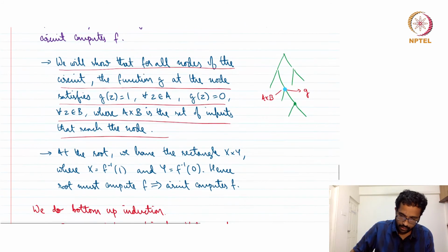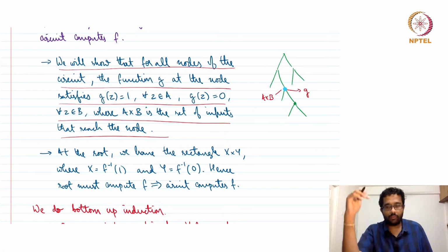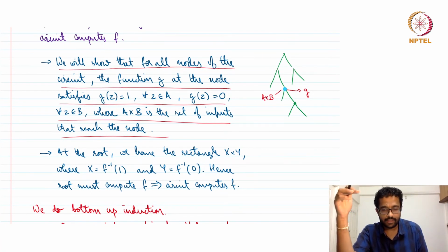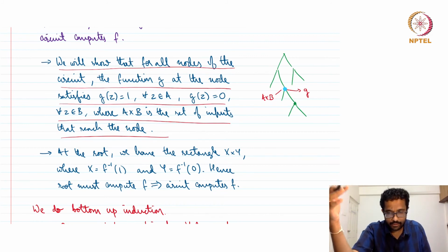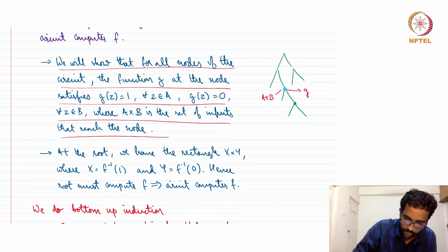Okay. And what would this imply? This would imply that at the root, what function is it? Whatever function this entire circuit computes. As of now we don't know what it computes. The claim is that it computes f. We have to establish that it computes f. So at the root, what is the matrix that reaches the root? It is the entire x cross y. So the matrix that reaches the root is x cross y.